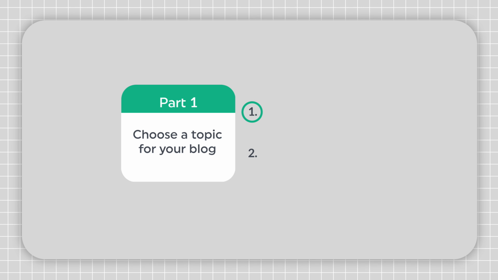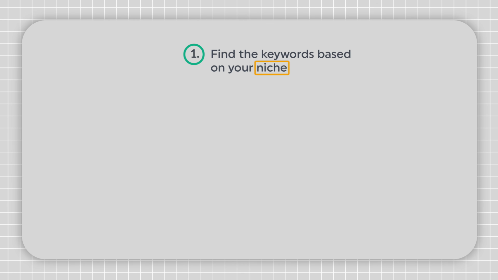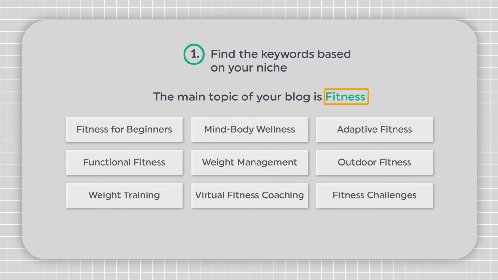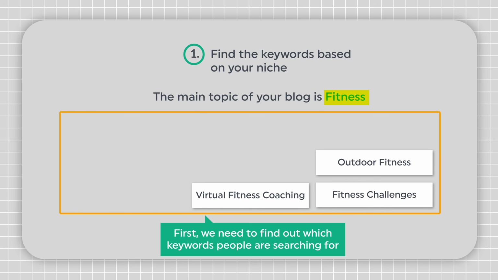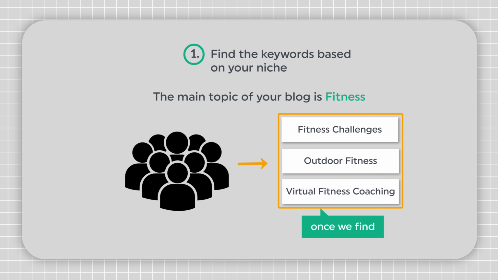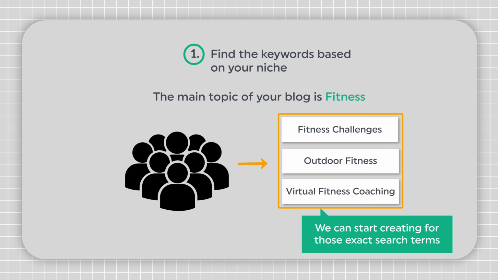The first step is to find the keywords based on your niche. But what exactly is a niche? So let's say the main topic of your blog is fitness. There are many things that you can write about fitness. First, we need to find out which keywords people are searching for around the topic fitness. So once we find those keywords, we can start creating the content for those exact search terms.